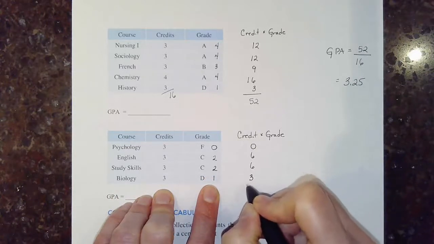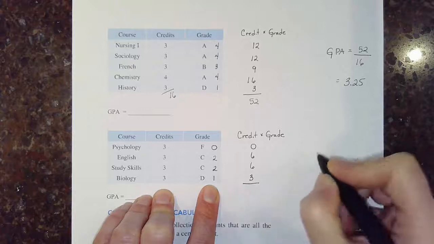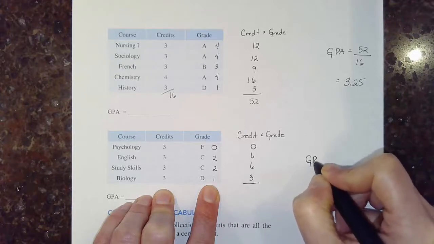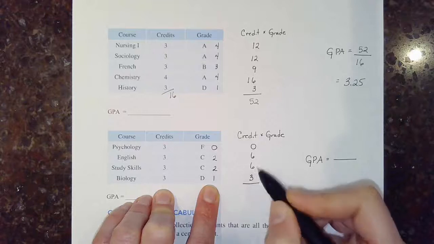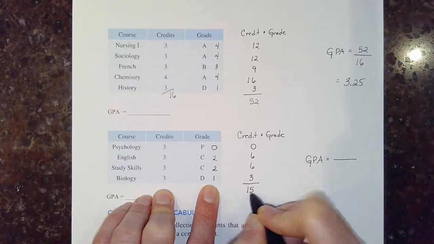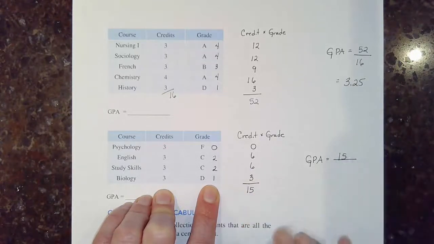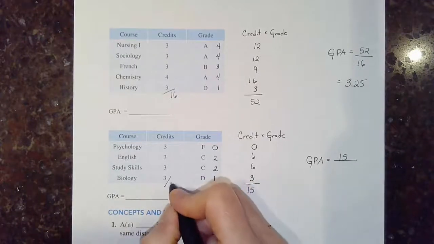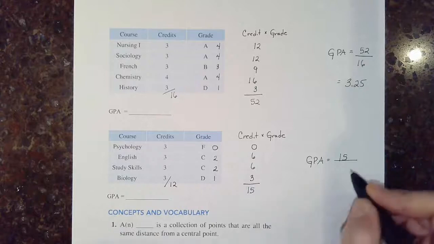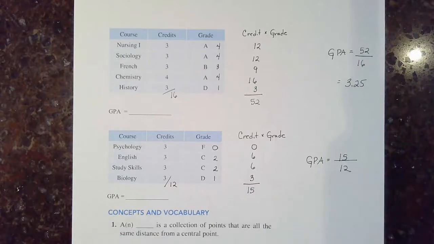Okay, so GPA, we're going to add that column up. So 12, 13, 14, 15, that goes in the numerator. And then in the denominator goes the total number of credits. So that goes in the denominator. So then we'll pull out our calculator.